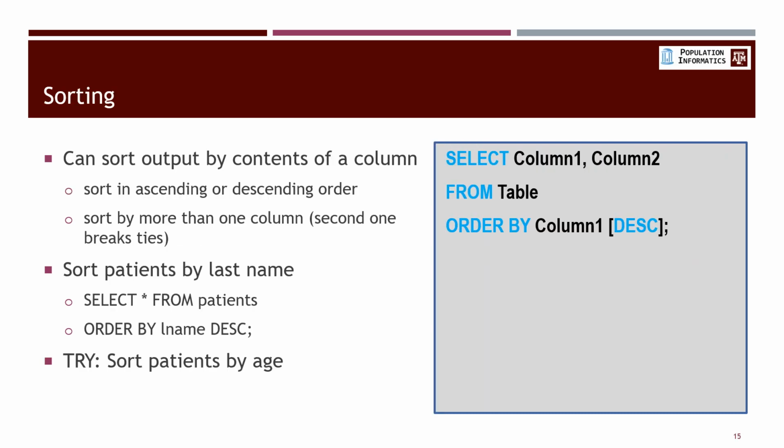Once you have the data extracted to the columns and rows you wanted, you can now sort it using the order by statement. You can sort output by contents of a column. You can sort in ascending or descending order. And you can also sort by more than one column, where the second one breaks ties. Here's an example of sorting by patient's last name in descending order. If nothing is specified, the default is ascending. Now your turn. Try sorting patients by age.